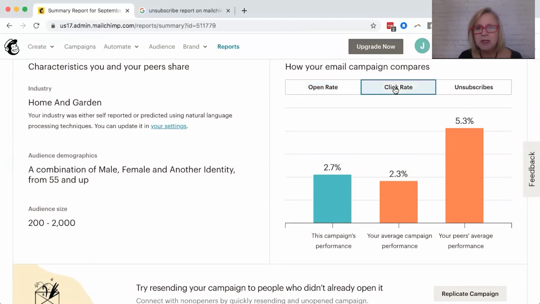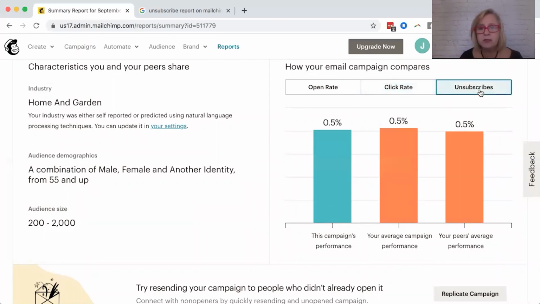You can also click on click rate. So this campaign did 2.7. The average campaign that you send out does 2.3. So this did better than your normal ones. But your peers, other people in this industry, do 5.3. So you're still falling behind on this one. There's still a lot of opportunity for growth.